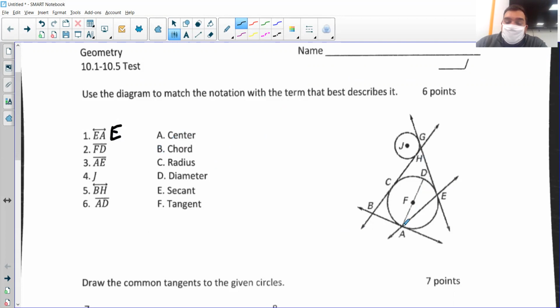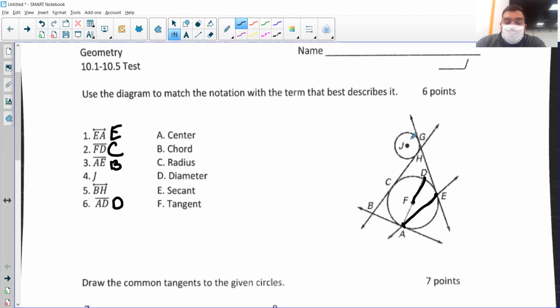FD. FD is from the center to the edge. It is a radius. See. AE. It goes from edge to edge. Now, this does not go through the center, so it's a chord. If it goes through the center, like AD over here, that would be a diameter.